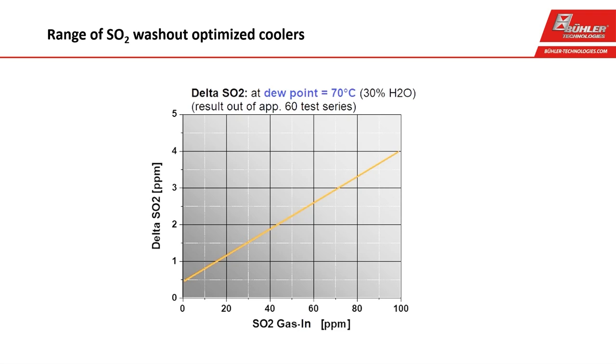If your SO2 concentration is in the range of 50 ppm, the potential loss of SO2 is less than 3 ppm with a washout optimized sample gas cooler. If we take it to the limit of less than 12 ppm as a future emission limit, the potential loss is less than 1 ppm, which of course can only be achieved with acid dosing during gas conditioning. This diagram is the result of 60 test cycles.